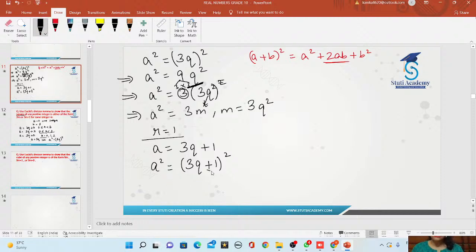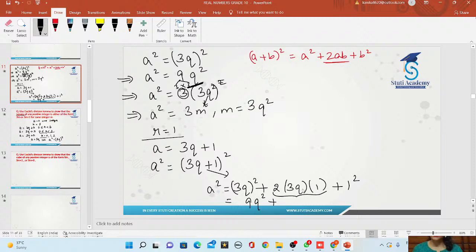So now a square is equal to 3q square plus 2ab, that's 2 into 3q into 1, plus 1 square. So this can be written as 9q square. You can combine this: 2 into 3q into 1 will give you 6q, and this 1 square is 1 itself. So after this, I'm just writing here since I don't have space.